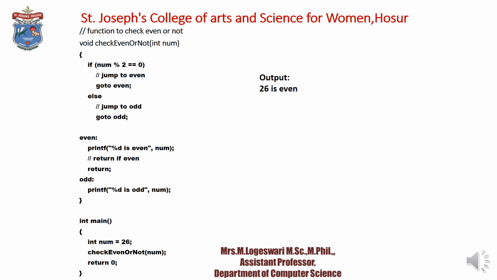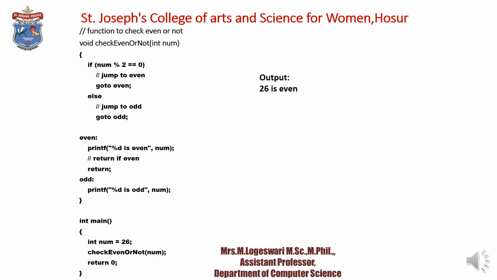Next, let me see the example program for the goto statement. First, the main function declares the variable num, num equal to 26, so 26 is assigned to num. After that the calling function check even or odd passes the num value to the called function. The called function is a user defined function. This function checks whether the number is even or not. It contains the if else statements. The if condition is num modulo 2 equal to 0. It means 26 divided by 2, the remainder value is 0. So 0 equal to 0, this condition is true, and this true block will be executed.